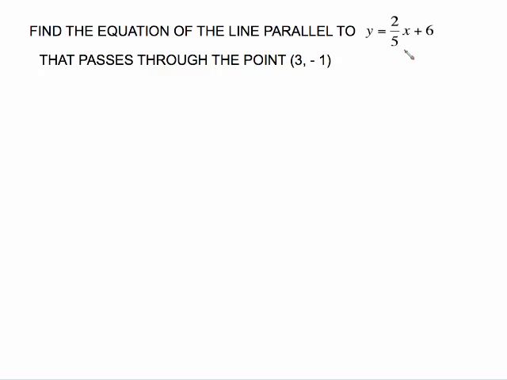Same kind of problem. We have y equals 2/5. That's our slope that we need to use. Pairing up with that point, just start plugging in. Y is -1, m is 2/5, x is 3, which I'll write as 3/1, and all that's left is to solve this out. 2/5 times 3/1 is 6/5.